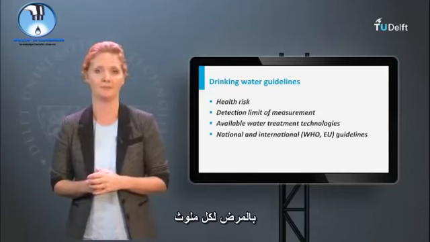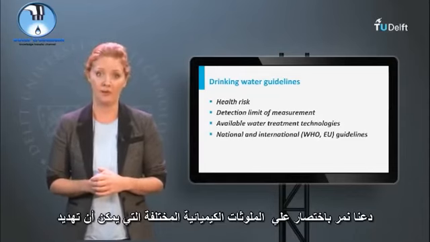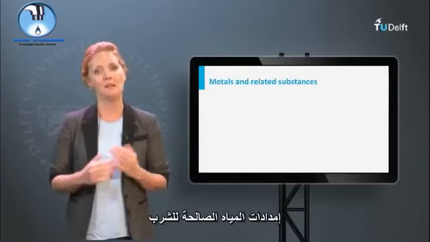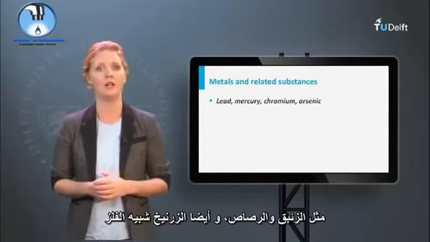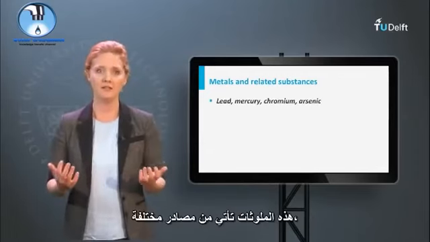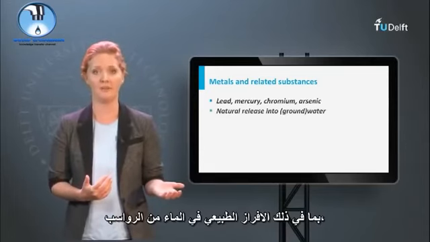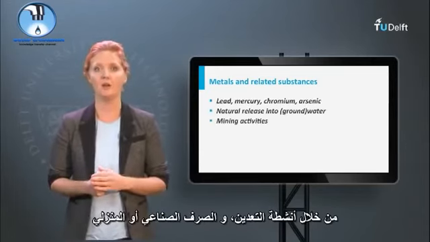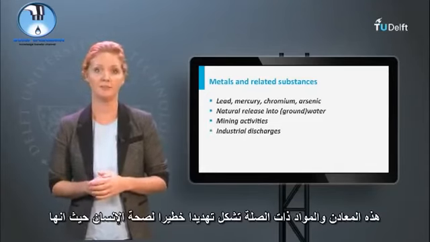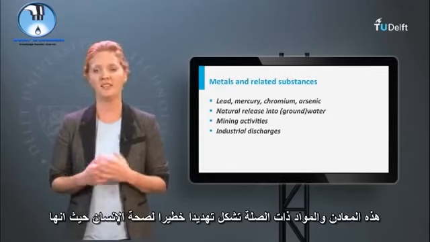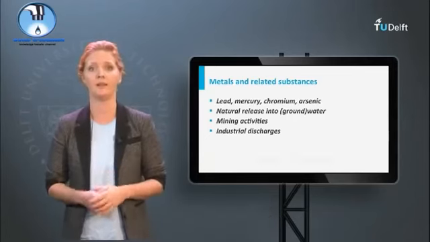for each contaminant. Well, let's briefly go through the different chemical contaminants that can threaten safe drinking water supply. Metals and related substances include well-known heavy metals such as mercury and lead, but also the metalloid arsenic. These contaminants originate from different sources, including natural release into the water from sediments, through mining activities, and industrial or domestic discharges. These metals and related substances pose a serious threat to human health, as they are often carcinogenic and may cause illnesses to the bladder, lungs, and other organs.